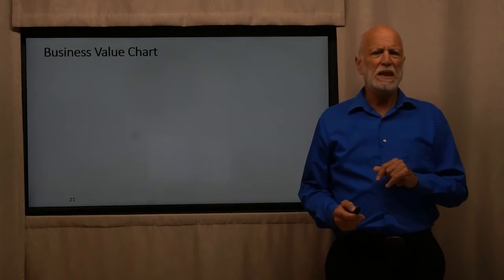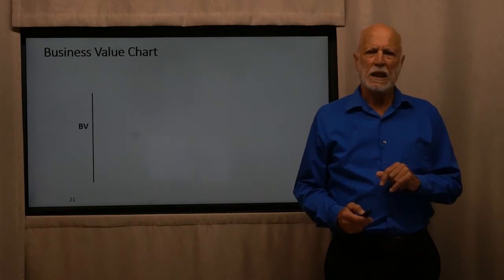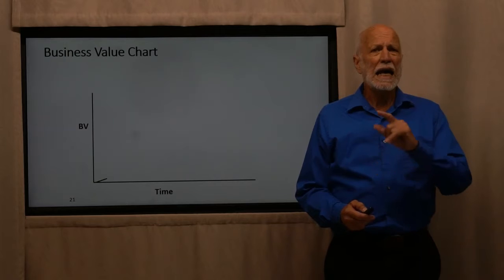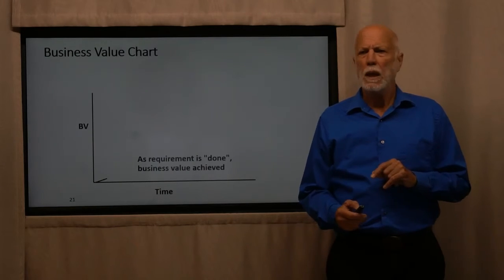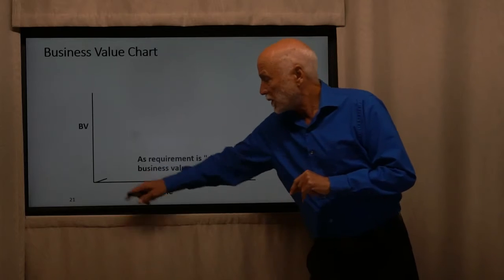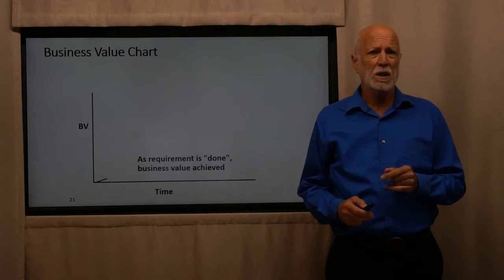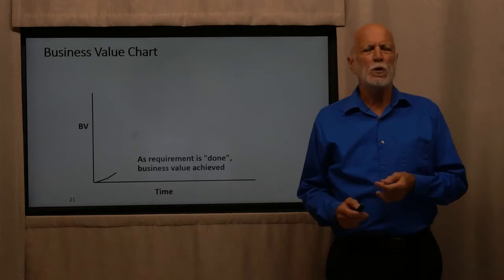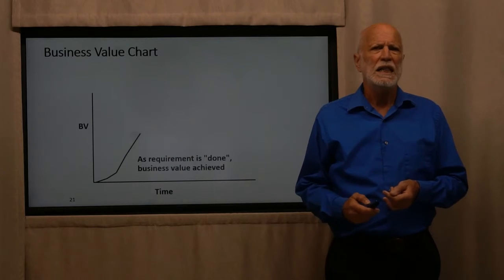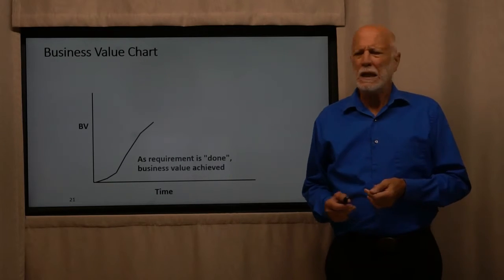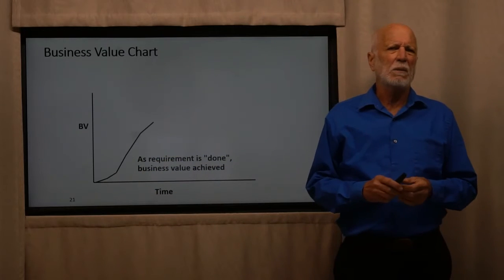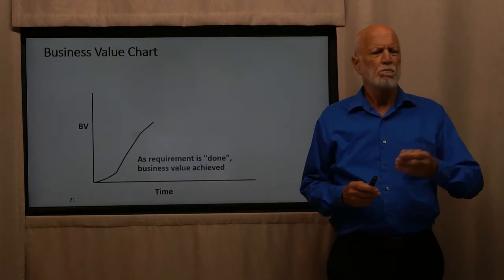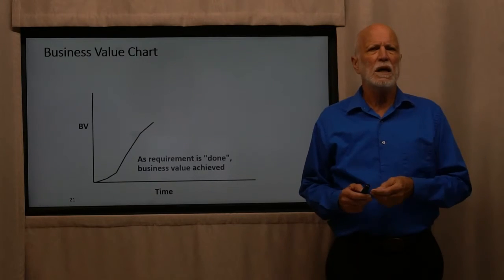Well, we have a business value chart. And that's got our business value over time. As we complete a feature, then we achieve our business value and we put it on the chart. And every time we complete another feature, we show that as a cumulative business value. It keeps growing and growing. Maybe it starts out a little slow at the beginning of a project because you're still getting things organized, but it should improve after that, the delivery of business value.